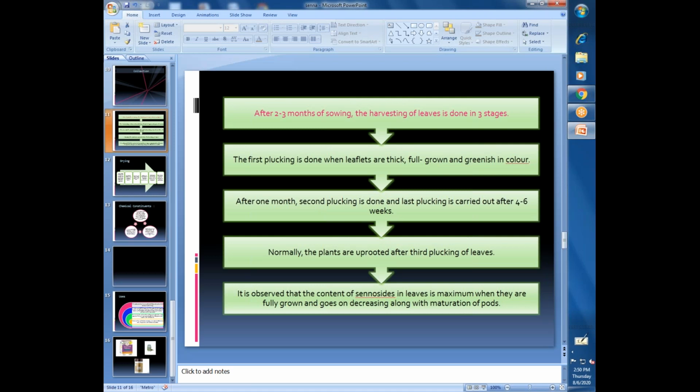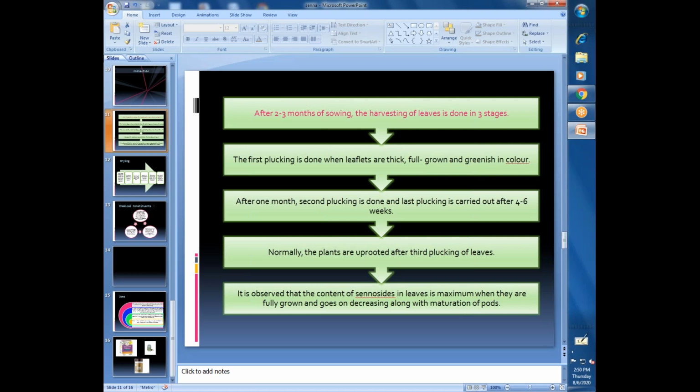After 1 month, so after the 3rd month, you will take off the leaves, and in the fourth month, after 1 month of the first plucking, the second plucking is done, and the last plucking is carried out after 4 to 6 weeks. That will be the last plucking. Normally, the plants are uprooted after the third plucking. So if you start in April, one more plucking is probably in May, and in June you will pluck it, and you will uproot the plants.